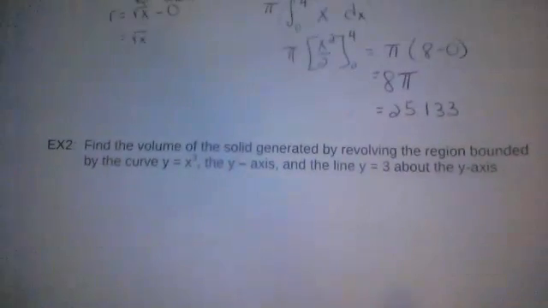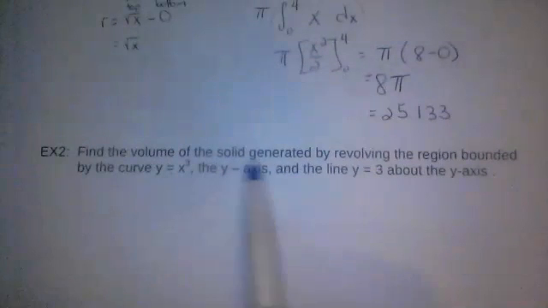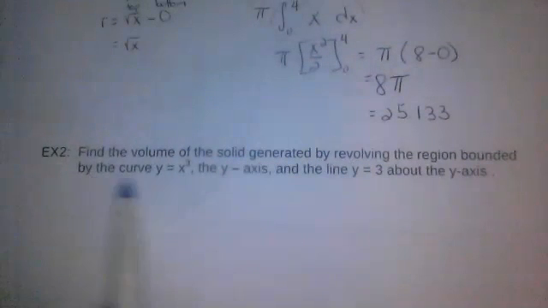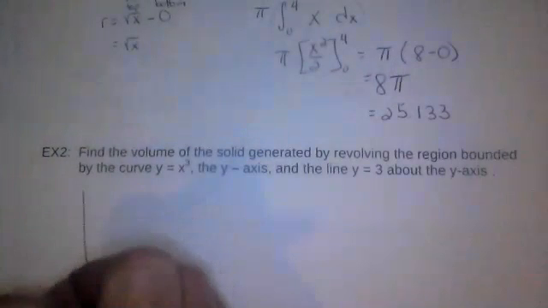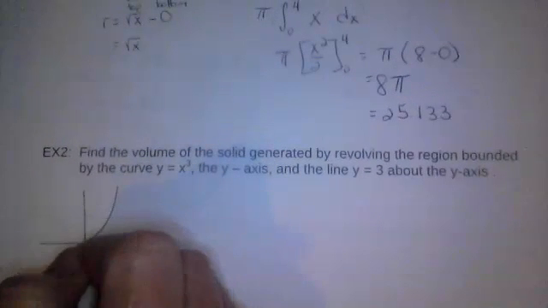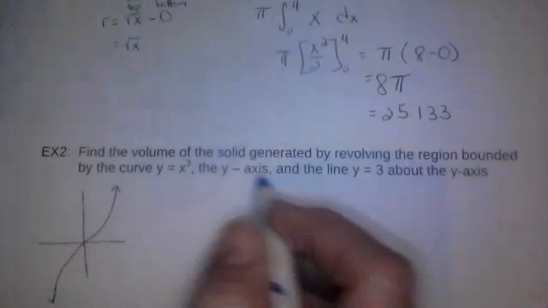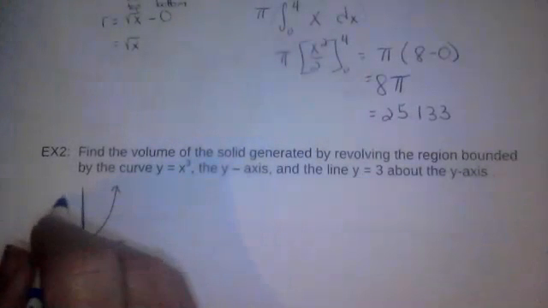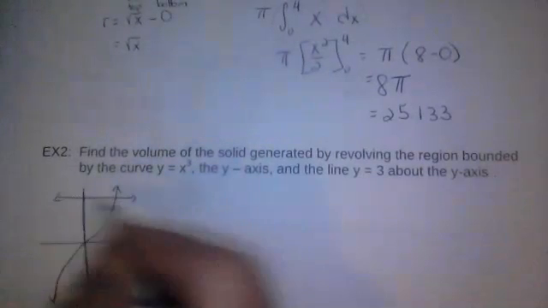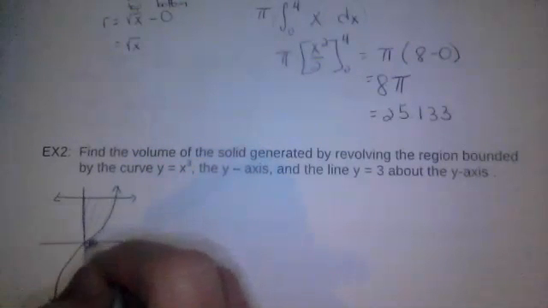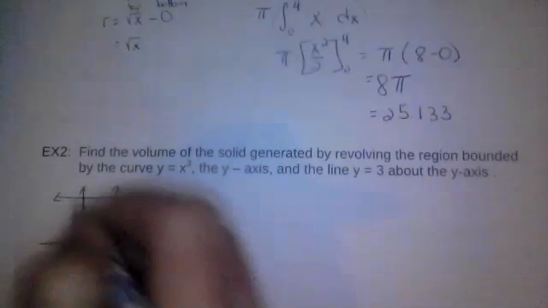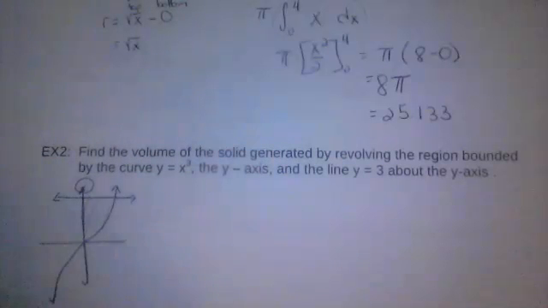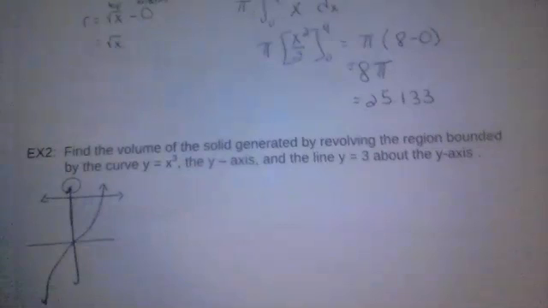So in our example, it said, find the volume, and this is example 2 on 73, of the solid generated by revolving the region bounded by the curve y equals x cubed, the y-axis, and the line y equals 3. And we're going to rotate this region around the y-axis, so it's going around this axis. Okay? So that's what we have represented in our picture here.